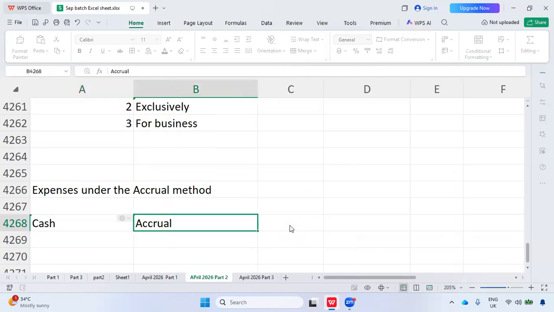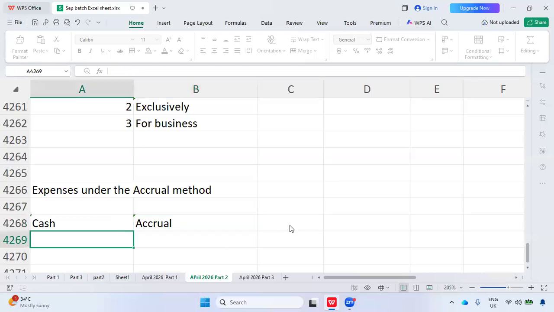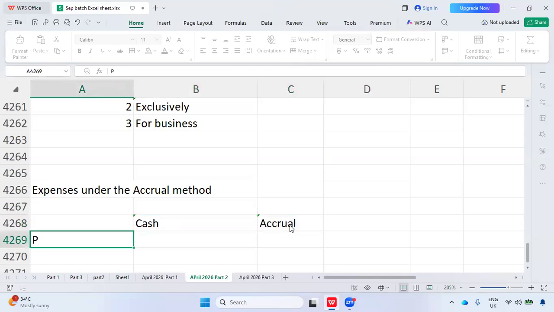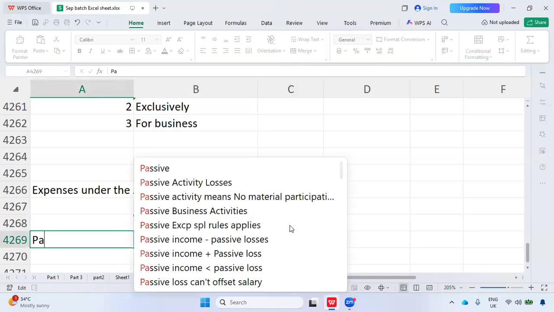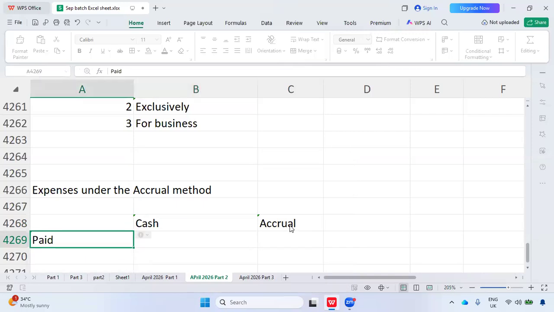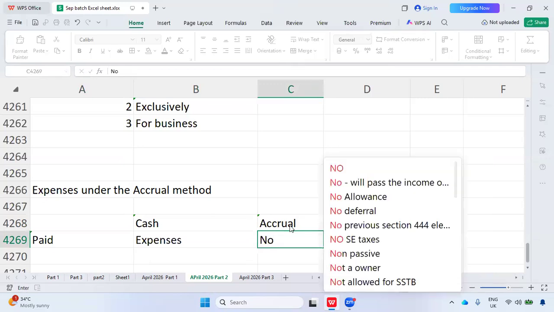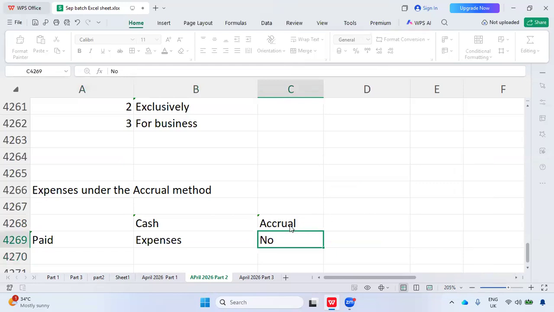Do we need to check whether the taxpayer actually paid or not? If paid, then we can claim it as an expense in the cash method. So in the cash method, what we will see is whether the taxpayer paid. If yes, then we can claim as an expense. In the accrual case, do we need to check based on payment? No, we will not check whether the taxpayer paid or not. It doesn't matter for the purpose of accrual.